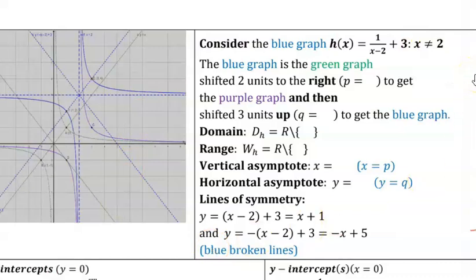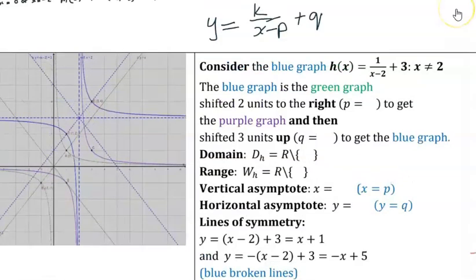We now have a new graph here. Let us just write down our general formula, and that is y equals k over x minus p, plus q. We said that if k is positive, which in this case it is, k is 1, then we'll end up in the first and the third quadrant.